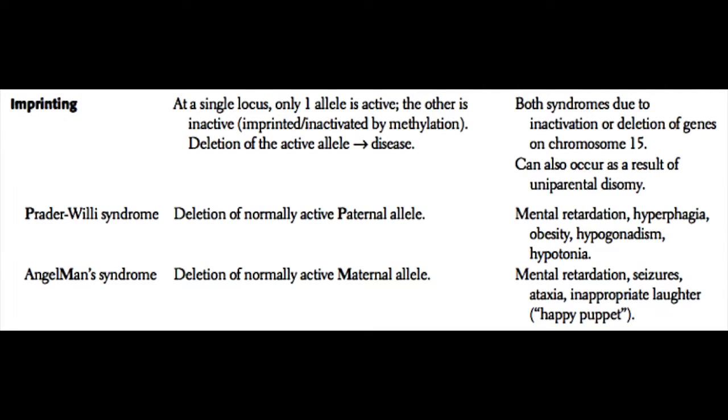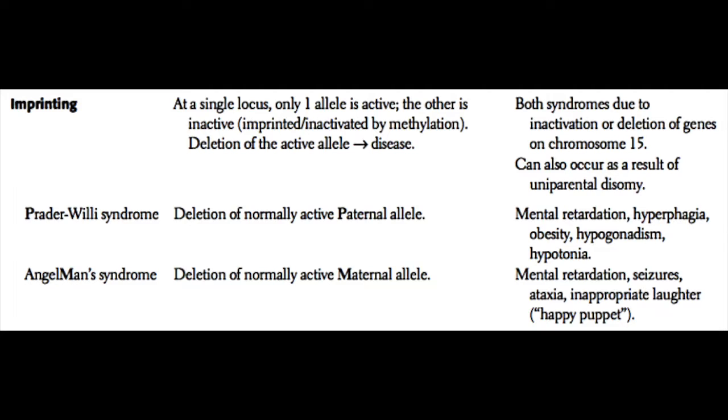Let's talk a little bit more about imprinting for a moment, because we're going to bring it up in the context of two diseases, Prader-Willi and Angelman syndrome. So Prader-Willi is caused by the loss of the normally functional paternal allele. So Prader-Willi starts with the P, and that's for paternal allele. And Angelman syndrome has the M in Angelman, and that's caused by the deletion of a normally functional maternal allele. They're both diseases caused by loss of the chromosome 15 region.